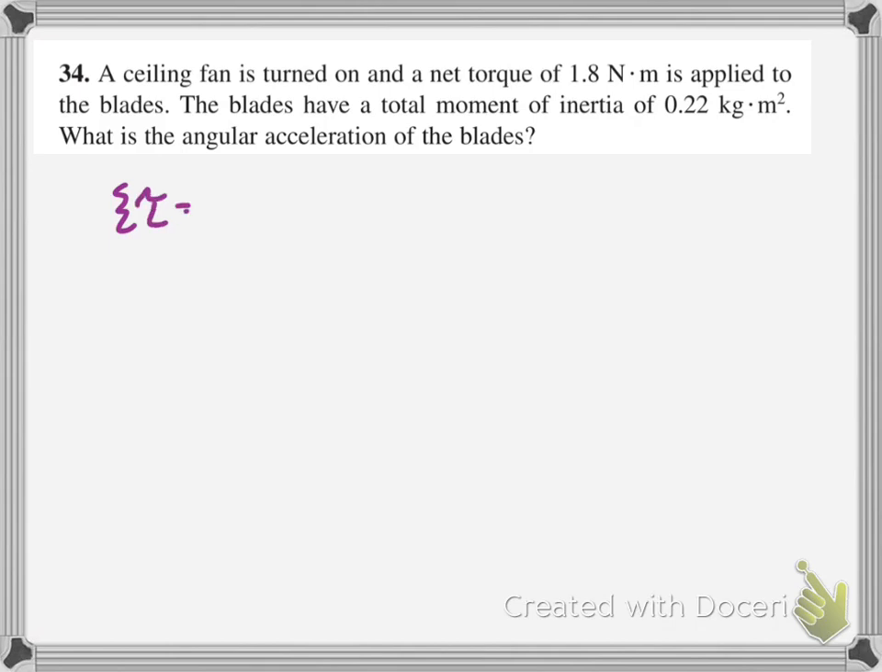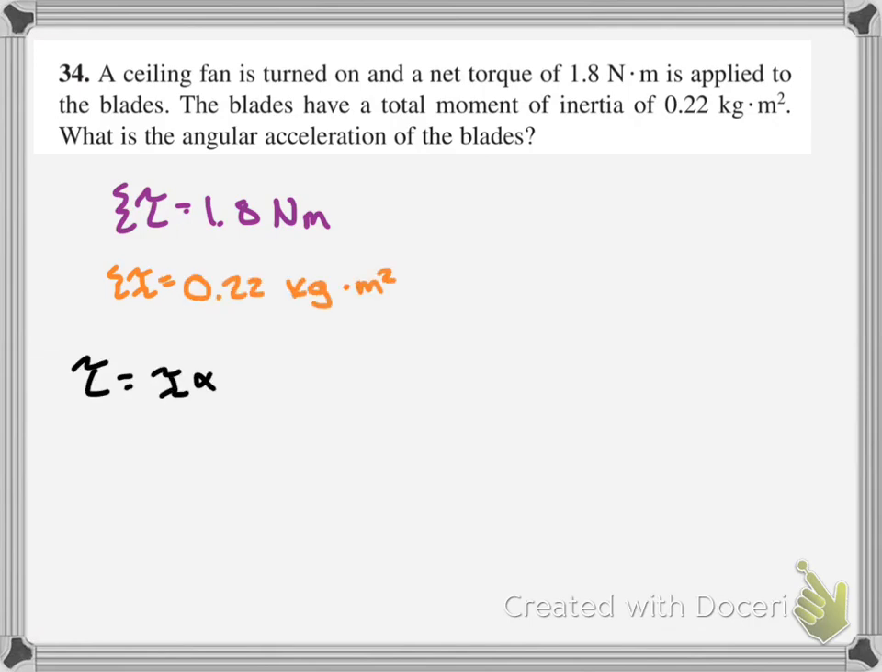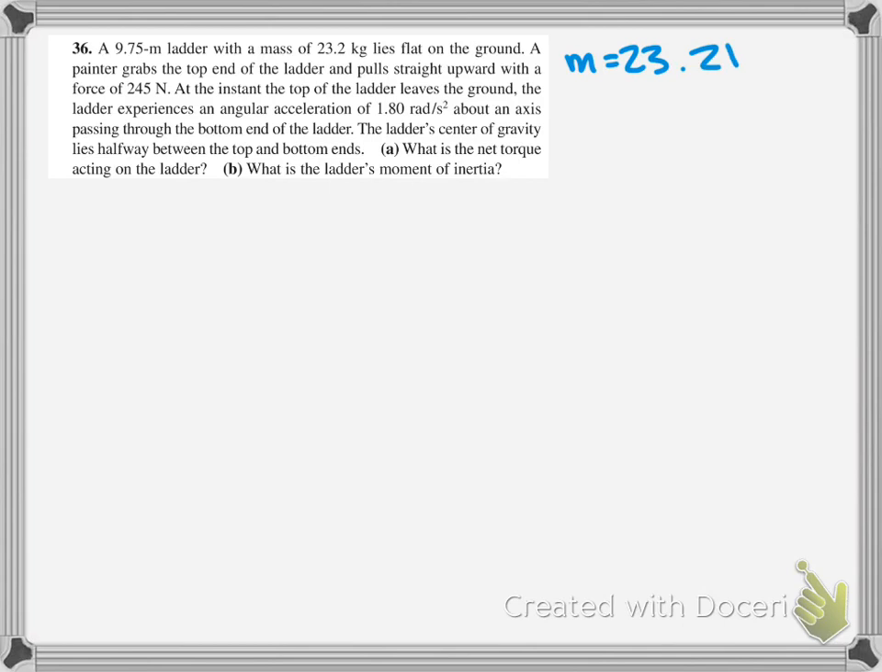Okay, we know that torque is inertia times angular acceleration, and the torque they gave us is 1.8 Newton meters, and the inertia they gave us is 0.22 kilograms times meters squared. So just plug in, divide 1.8 by 0.22 to get the acceleration, and you get 8.18 radians per second squared.